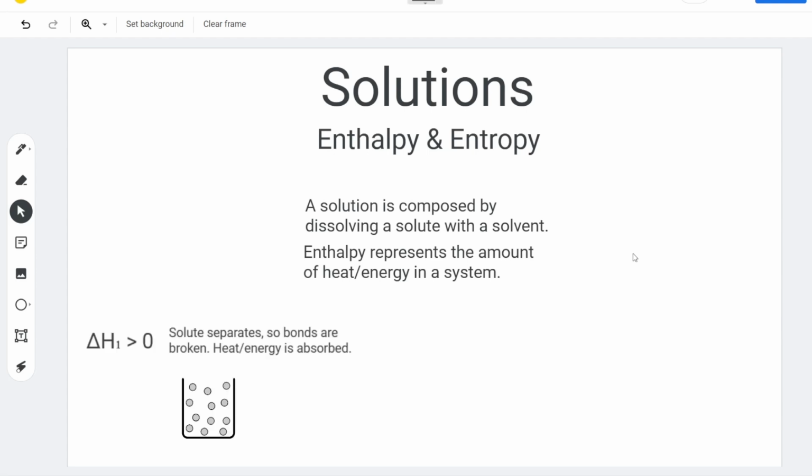First, the solute separates, so bonds are broken. This means that the heat, aka the energy, is absorbed, and delta H1 is going to be greater than 0. Delta H represents the enthalpy of this step.